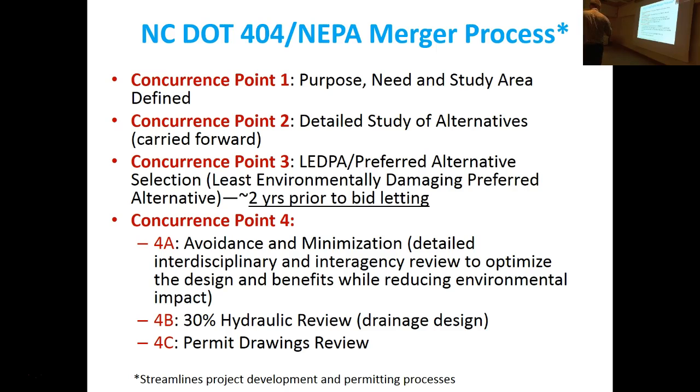Concurrence point 3 would be selecting what they call the LEDPA, which is the least environmentally damaging practicable alternative. So of all these alternatives, which would be the best? They select the alternative at concurrence point 3, and then at concurrence point 4, there are different levels of 4 here, which take you from conceptual design through preliminary design into detailed design. Once you get through all the concurrence 4s, you're ready to start construction.